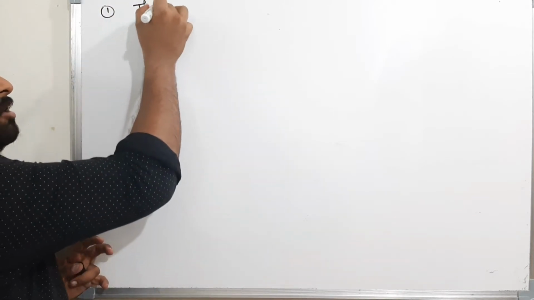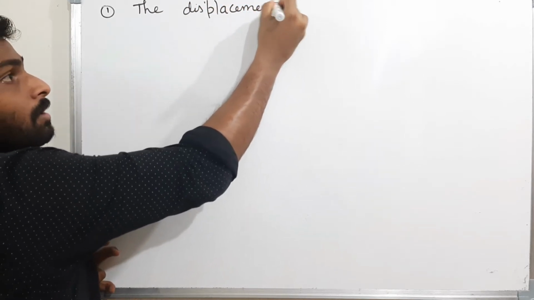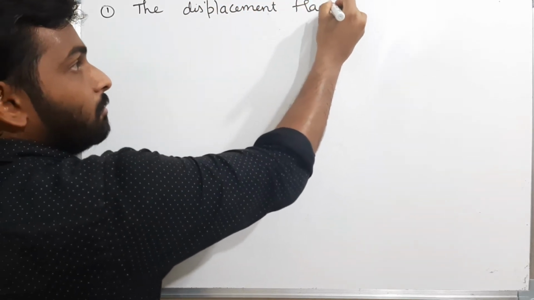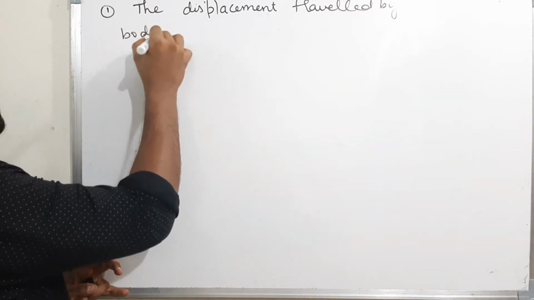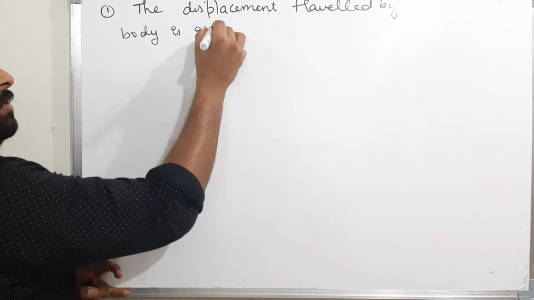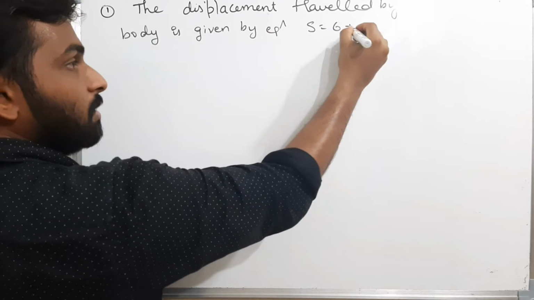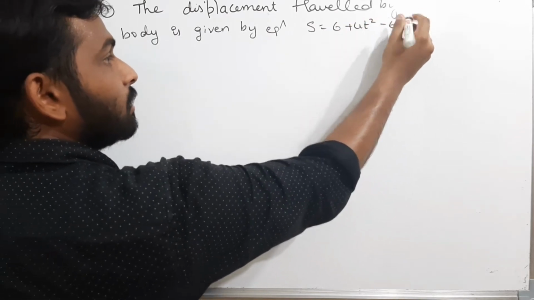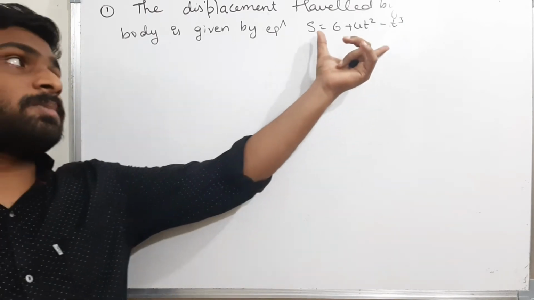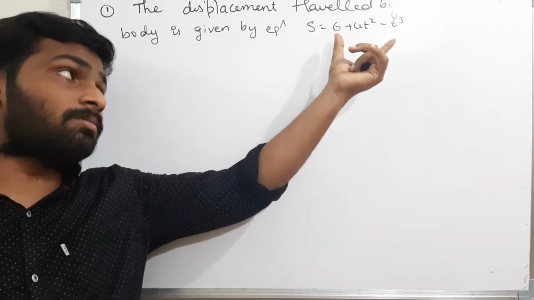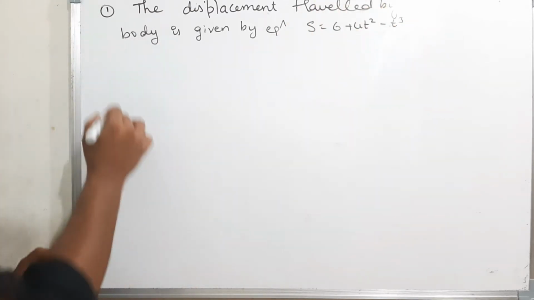The displacement traveled by the body is given by the equation S is equal to 6 plus 4t square minus t cube. See, this is the equation, this is the displacement. The displacement of the body is given by the equation, that is S is equal to 6 plus 4t square minus t cube.